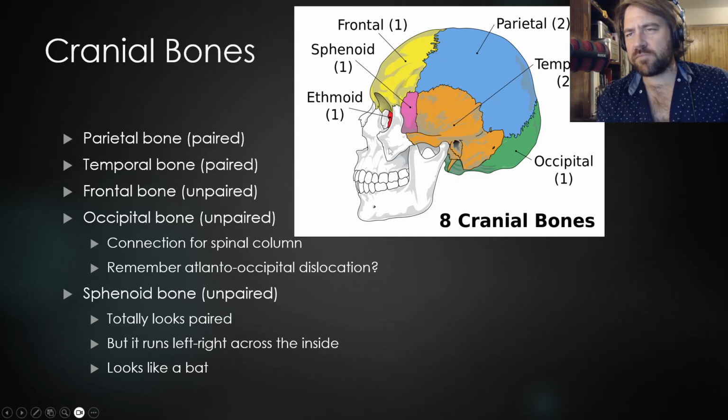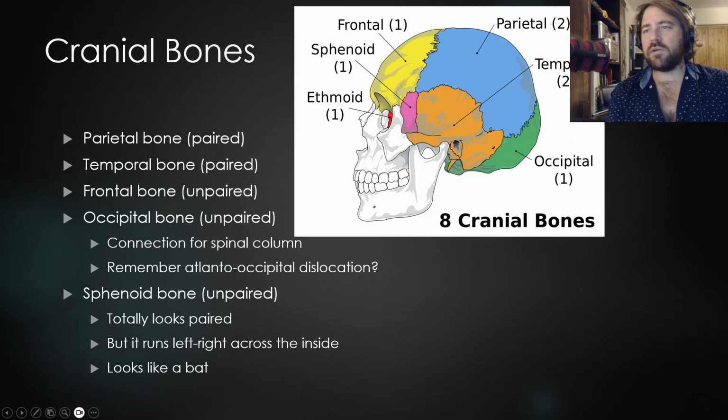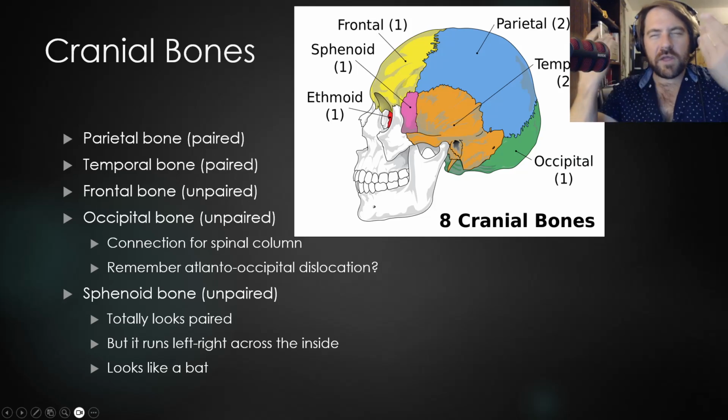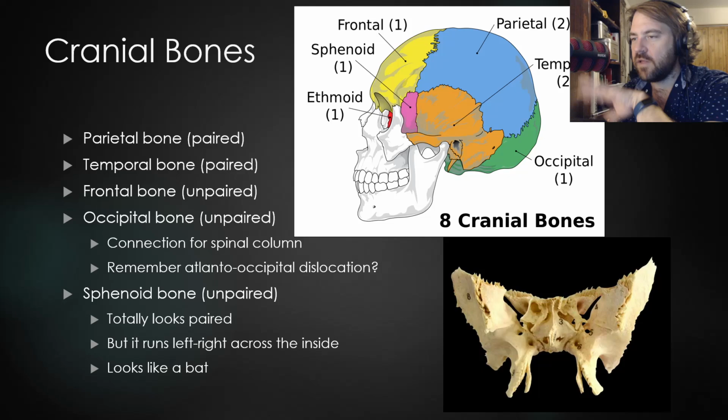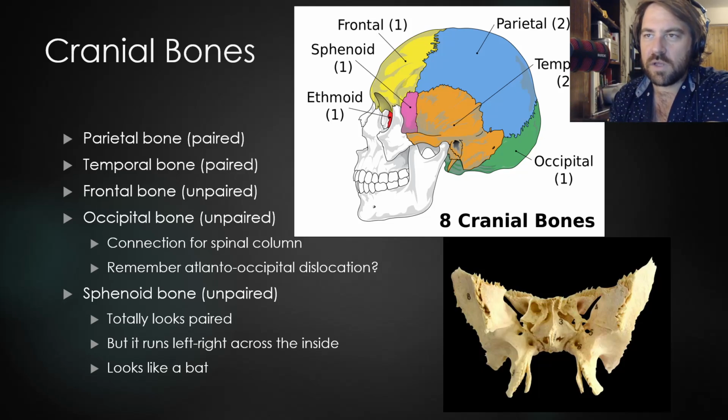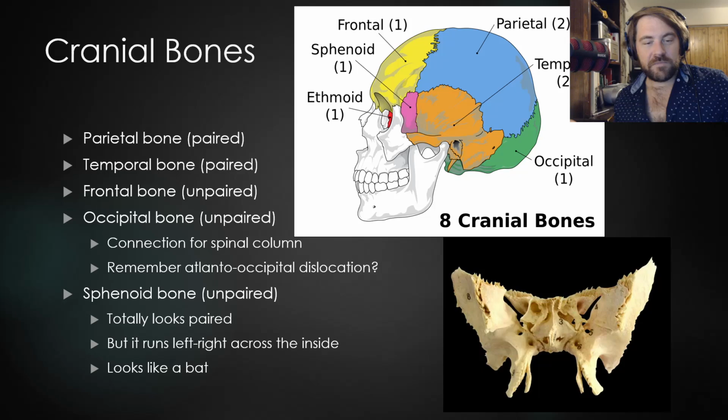So this is the sphenoid bone. It is not paired. It looks like it would be. Like you would think that there's a left and right half to this, but that's not true. And the reason for that is it goes through the entire skull from one side to the other. This is a frontal view of the sphenoid bone. It's been taken out, of course, of the skull. And this is what it looks like. Kind of like a bat.